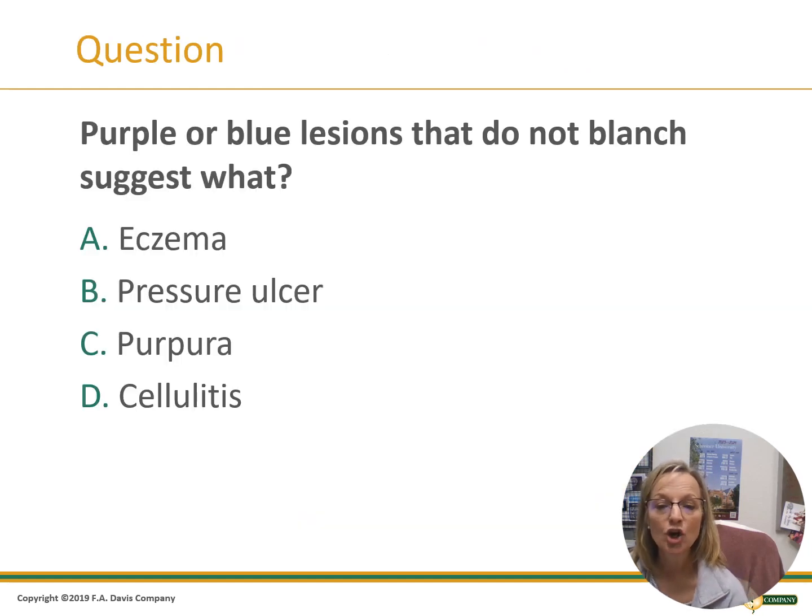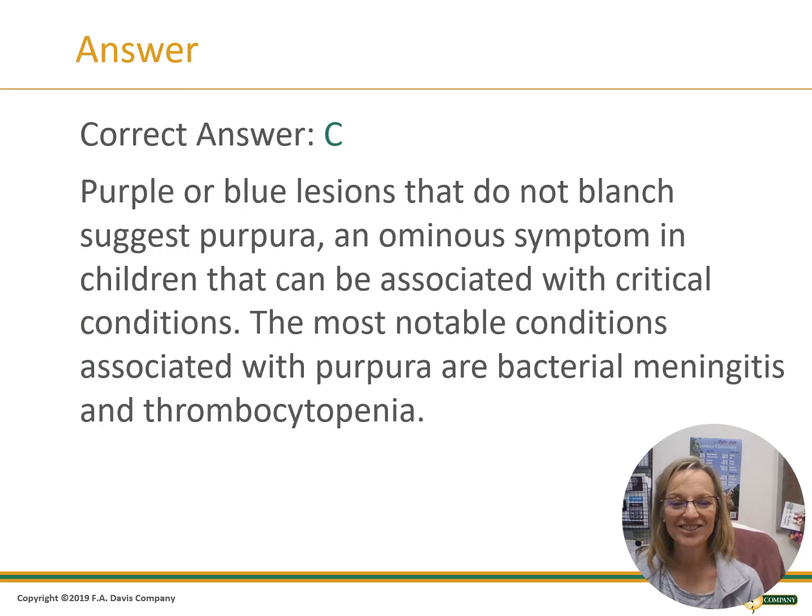So here's a question. Purple or blue lesions that do not blanch suggest what? Do you guys remember that? Was it eczema, pressure ulcer, purpura, or cellulitis? The correct answer is C. Purple or blue lesions that do not blanch suggest purpura. And remember that this is a bad deal because this is telling us that the child has a critical condition, most often bacterial meningitis and or thrombocytopenia.